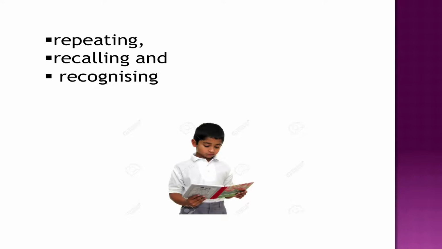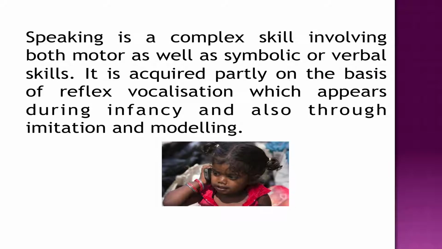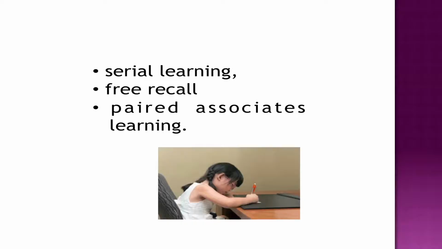Verbal skills are generally acquired through memorizing by repeating, recalling, and recognizing the material. Speaking is a complex skill involving both motor as well as symbolic or verbal skills. It is acquired partially on the basis of reflex vocalization which appears during infancy and also through imitation and modeling. While studying verbal learning, psychologists use a number of methods for presenting the material. They include serial learning, free recall, and paired associates learning.